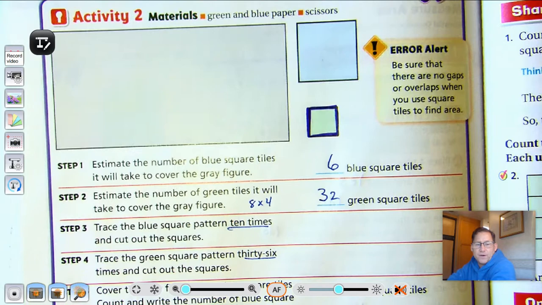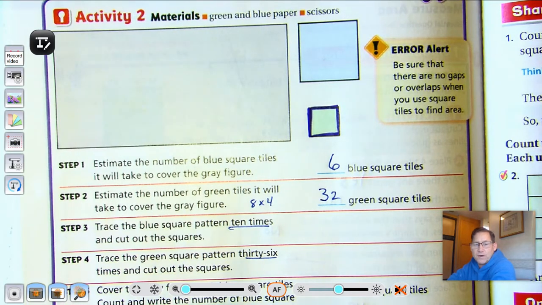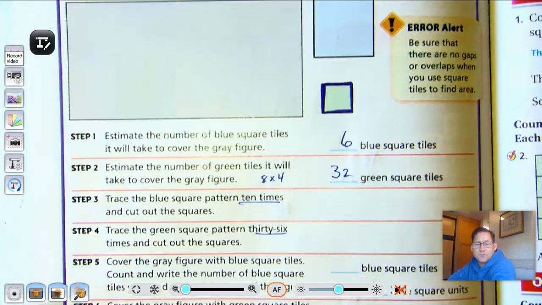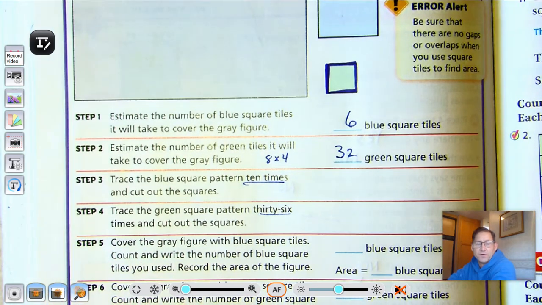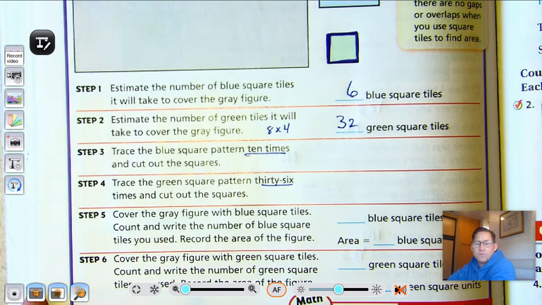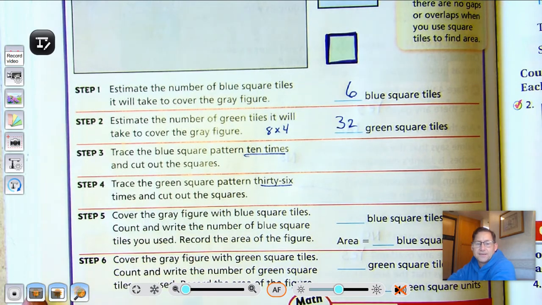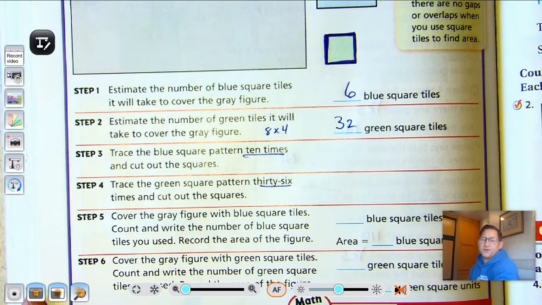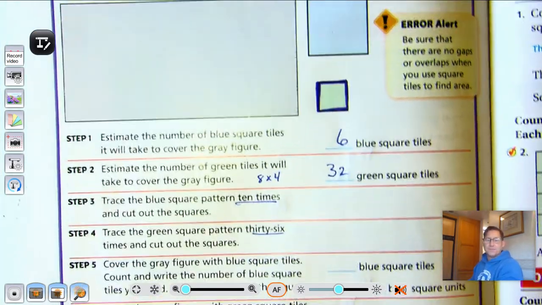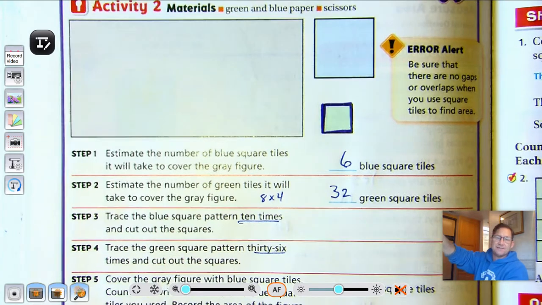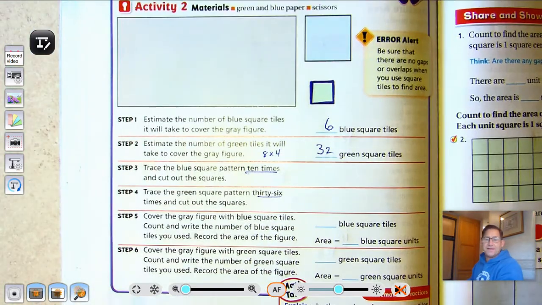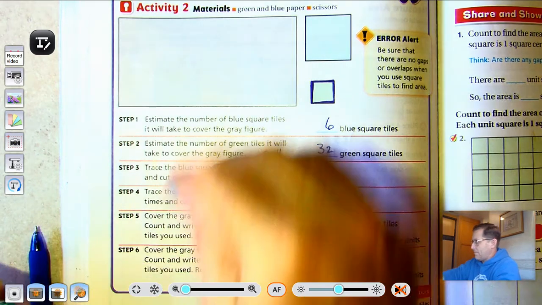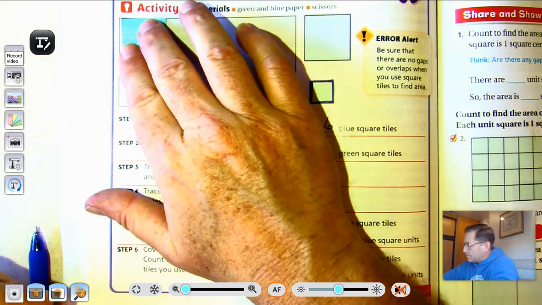Now, trace the blue square pattern 10 times and cut out the squares. Trace the green squares 36 times and cut out the squares. Cover the gray figure with blue square tiles. Count and write the number of blue square tiles you use. Record the area of the figure. All right, so now, in our previous activity, we learned that we can't have any gaps and we can't have squares overlap.